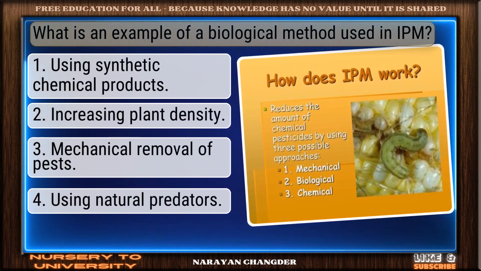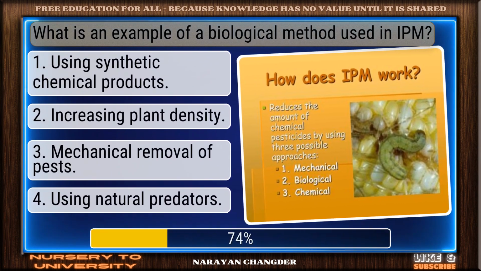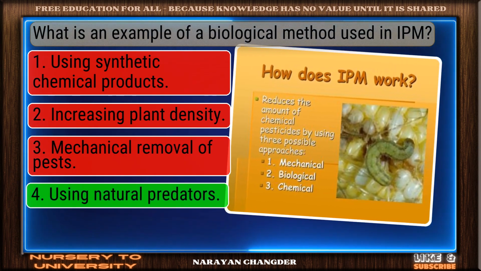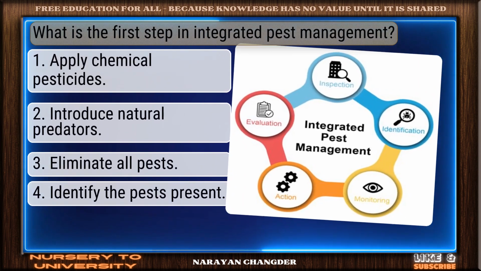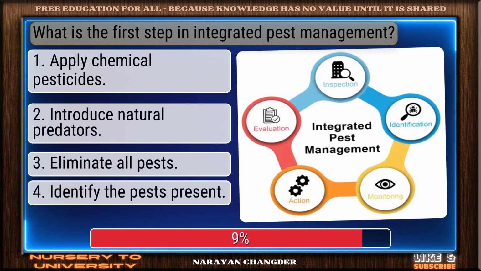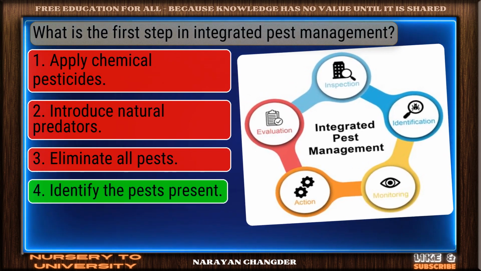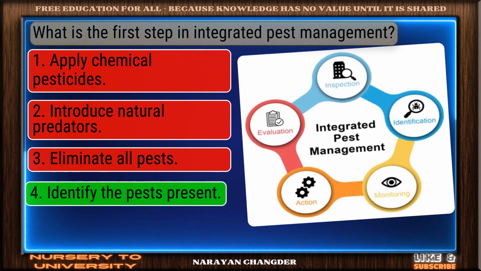What is an example of a biological method used in EPM? Right again. Using natural predators is a valid answer. What is the first step in integrated pest management? Solid response. Identify the pests present is a valid choice.